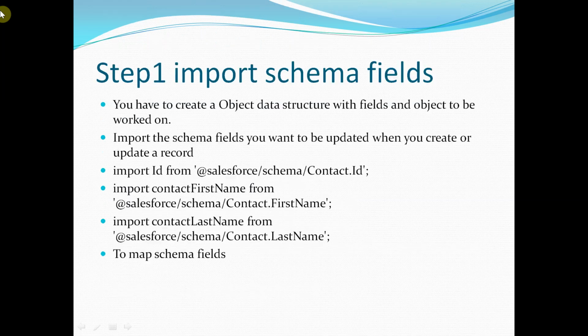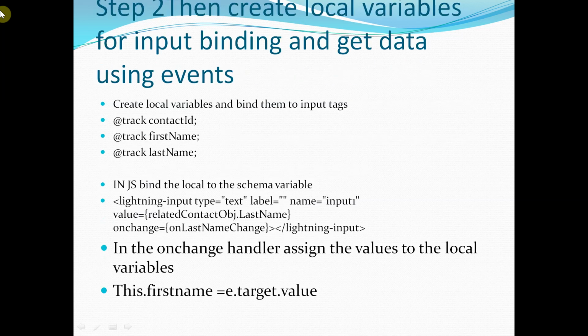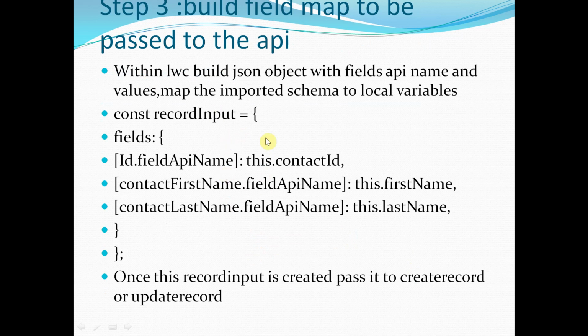Okay, so you import the schema fields, then you create local variables, and then you take the data from the UI input using onChange and Lightning input tags. So once these two are created, you have to finally merge them into one map. You have to create a JSON object called, you can call it anything, you can call it recordInput.